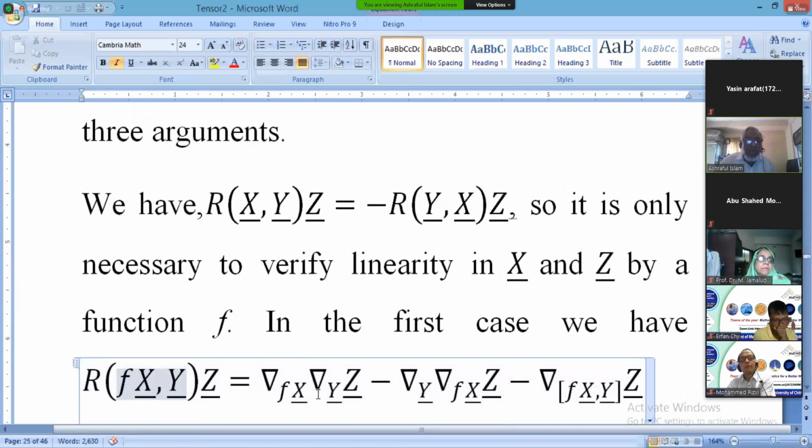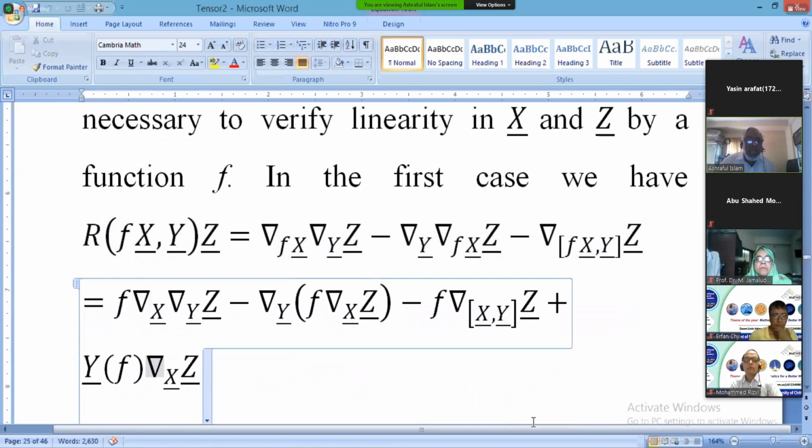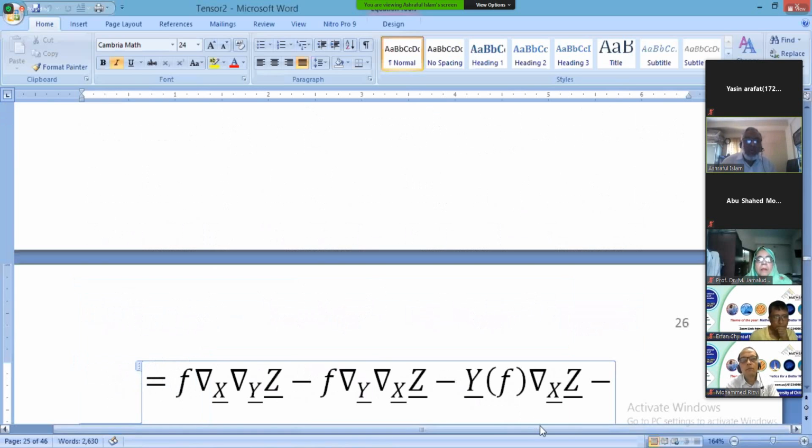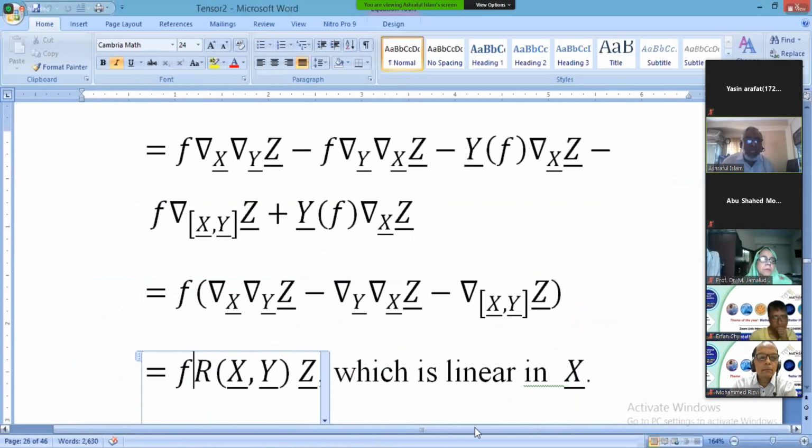The multiplication test is done here for x. Now we elaborate, in place of x, here we use fx. Now we take the usual calculation. We will find, in the natural way, that f comes out, and so it is linear in x.